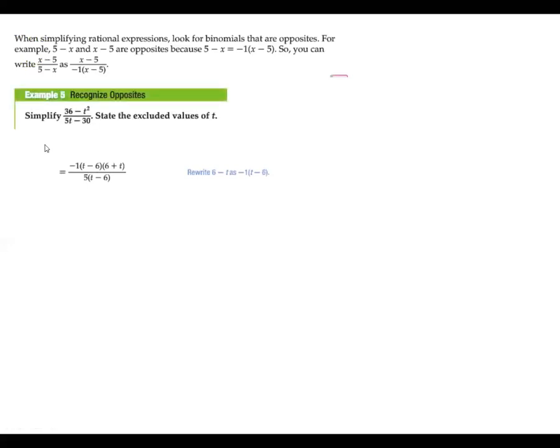All right. When simplifying rational expressions, look for binomials that are opposites. For example, 5 minus x and x minus 5 are opposites because 5 minus x is equal to -1 times x minus 5. So, if you have binomials that are opposites, you can write the 1 as the -1 times the opposite of it. So, in this case, let's simplify 36 minus t squared divided by 5t minus 30 and state the excluded values of t.